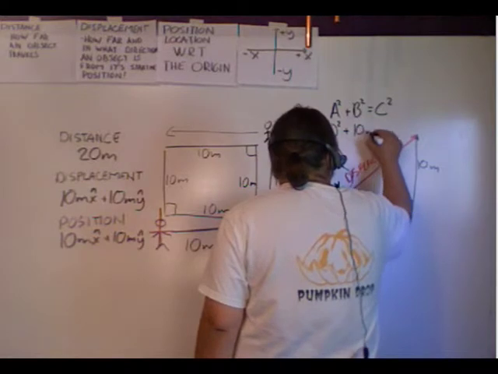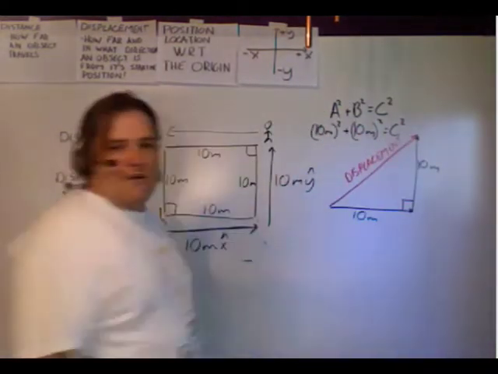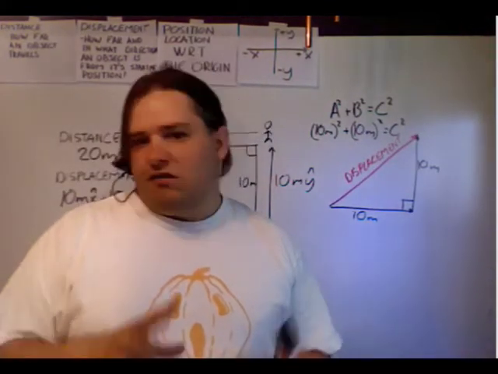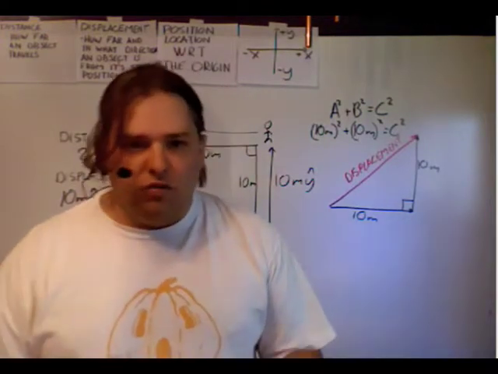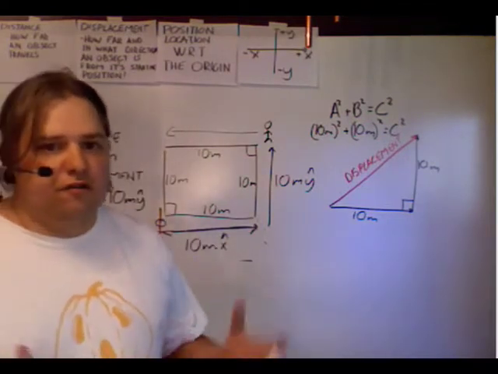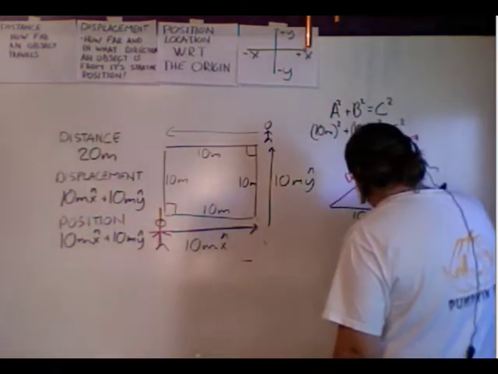So 10 meters times 10 meters plus 10 meters times 10 meters is equal to c squared. Now, you guys can do this on your calculator really quick. Just 10 times 10, that's 100, plus 10 times 10, which is another 100. Well, the answer turns out to be 200, and then take the square root of 200. The really cool thing about that is that I already know the answer.